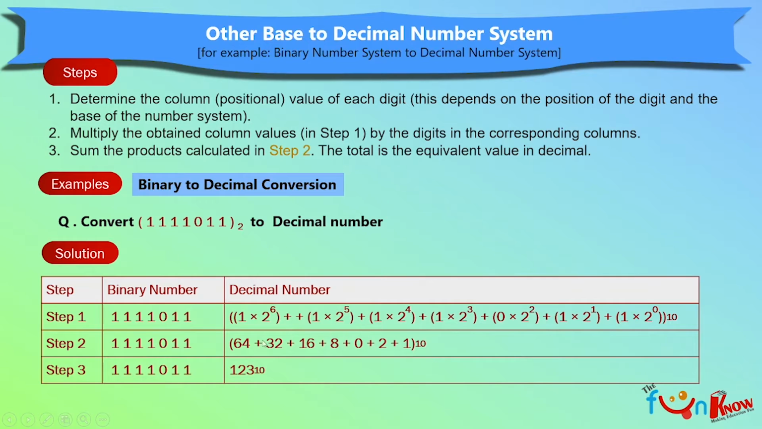Whatever values you add, the result will be to the base 10. So if you add all the values, you will get 123 to the base 10, the same value we had already got. So this is how you can convert a binary value to a decimal number. Now students, let us understand how a binary value is converted to a decimal number. Let us go towards the other example.